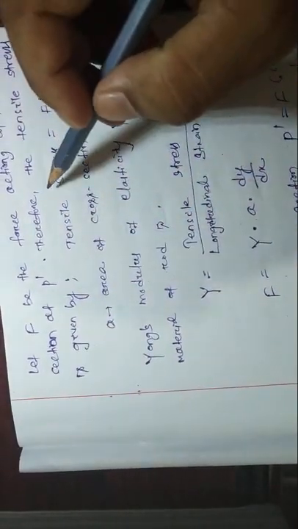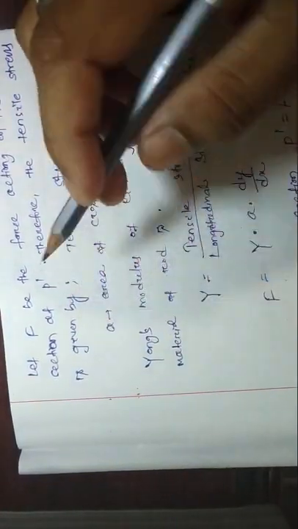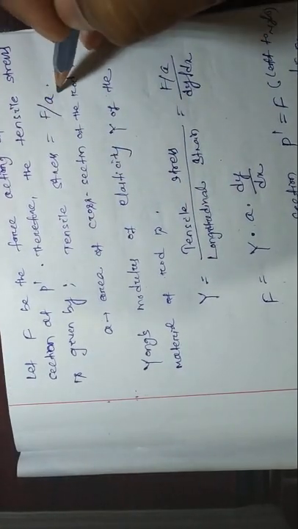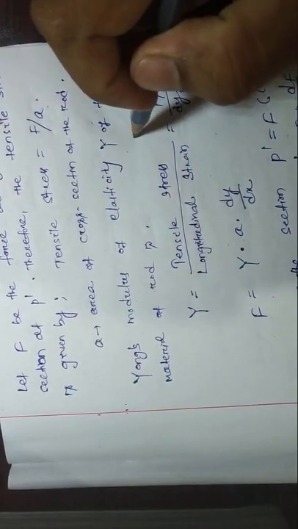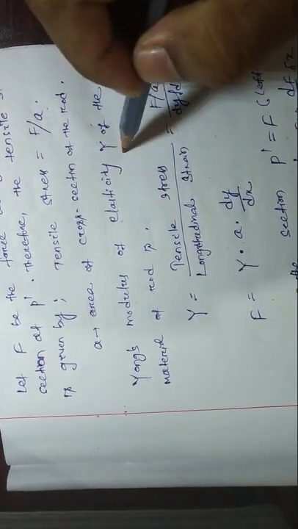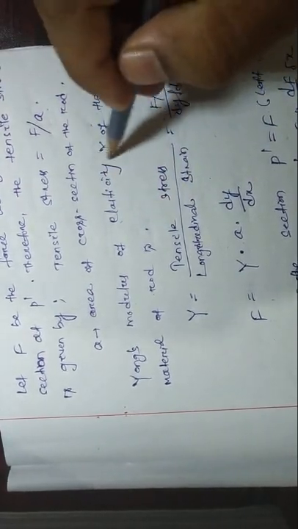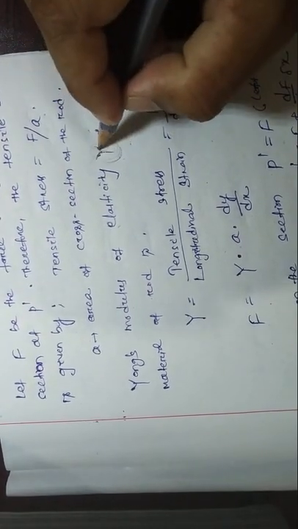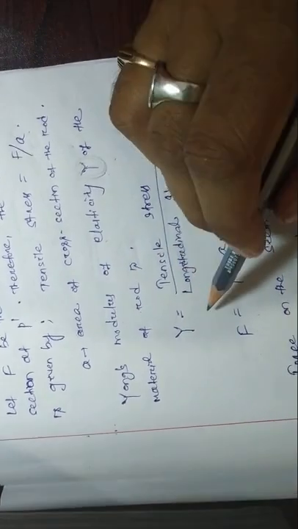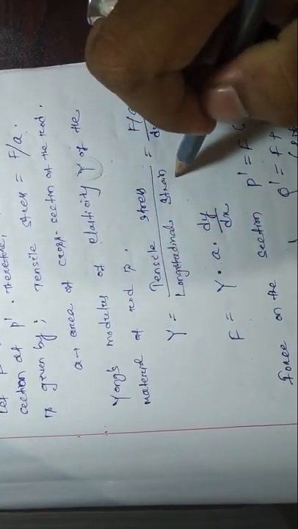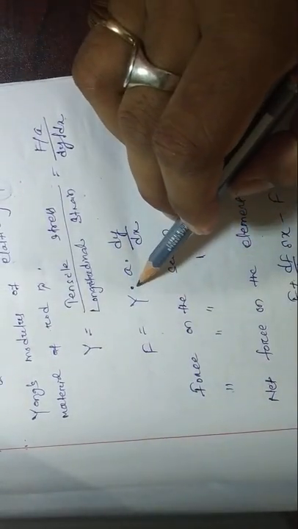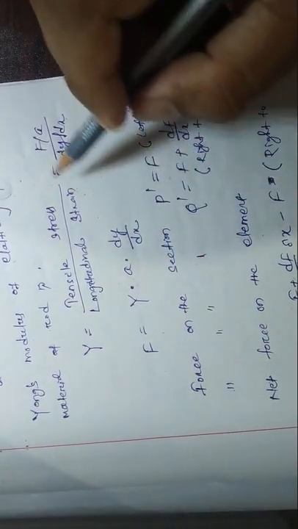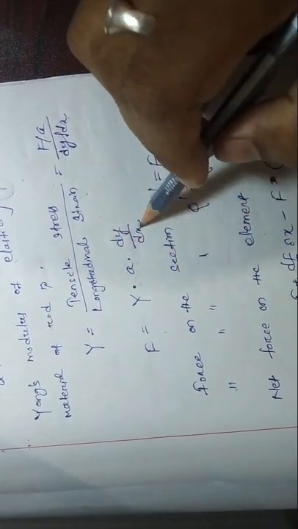Now let F be the force acting on the section P dash. Therefore the tensile stress is given by F by A, where A is the area of the cross section of the rod. Young's modulus of elasticity, this large Y, of the material of the rod is tensile stress by longitudinal strain. So stress is F by A, divided by dy by dx. That implies F is equal to Y into A into dy by dx.